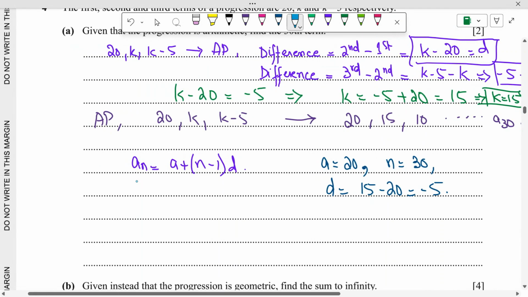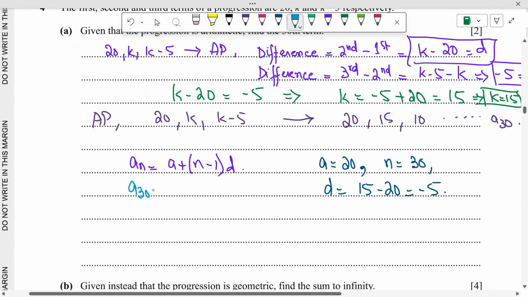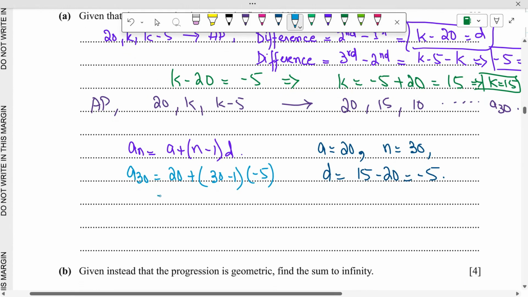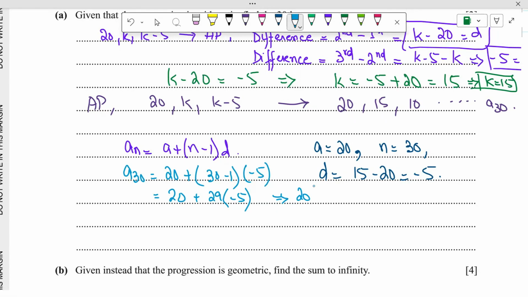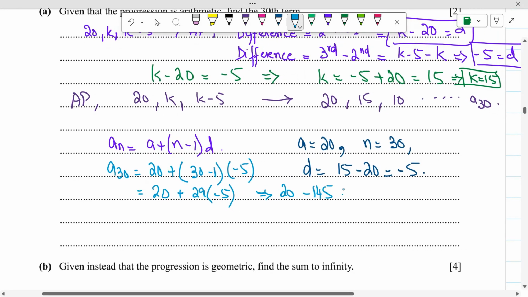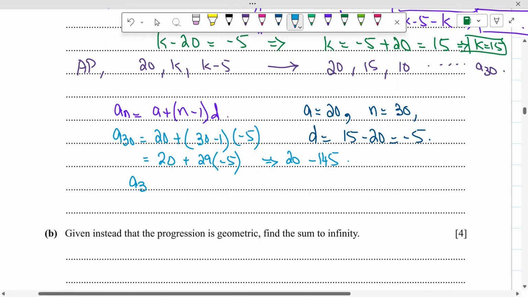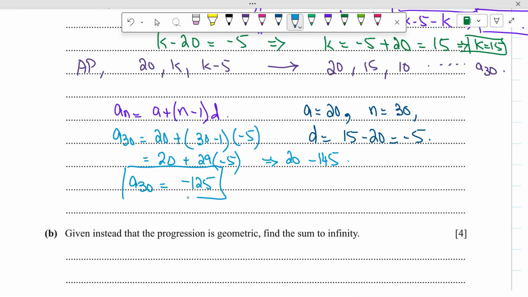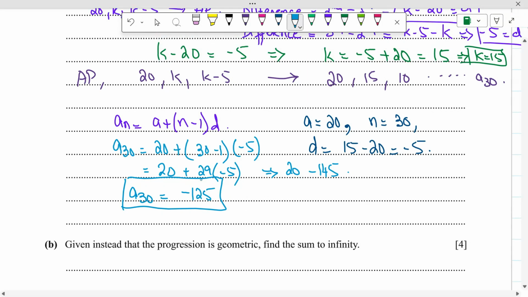So plugging in these values, we have a30 equals a, which is 20, plus (n minus 1), which is 30 minus 1, times d, which is negative 5. Further solving, we have 20 plus 29 times negative 5, which is 20 minus 145. So the 30th term is equal to negative 125, which was the required term.